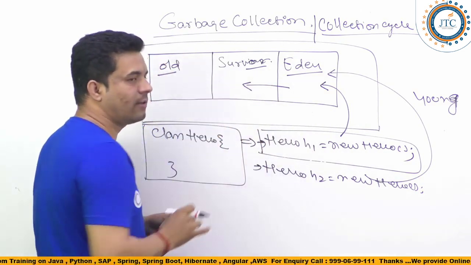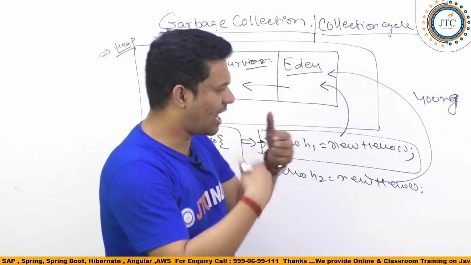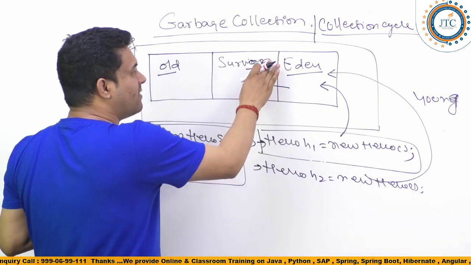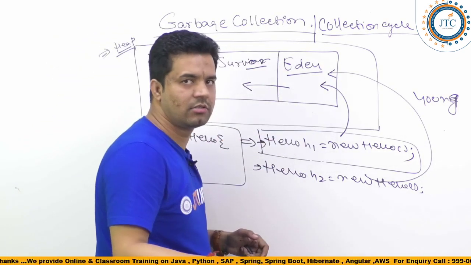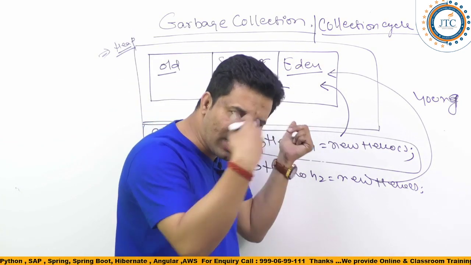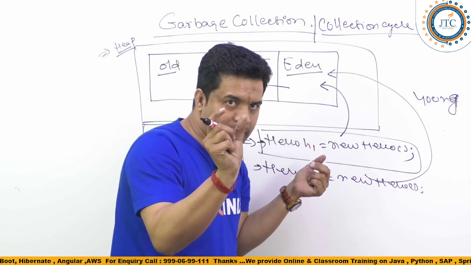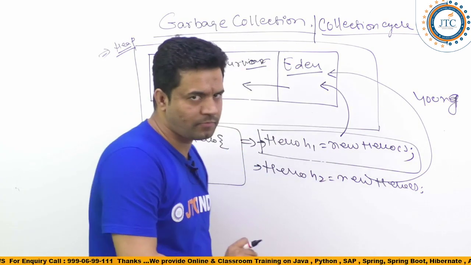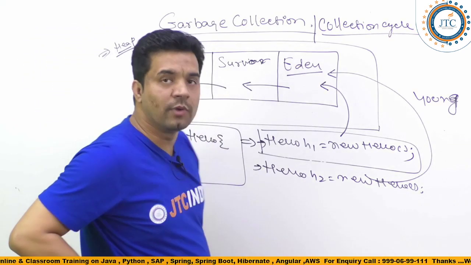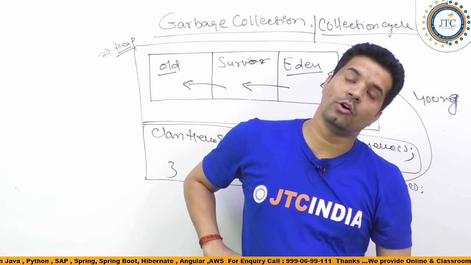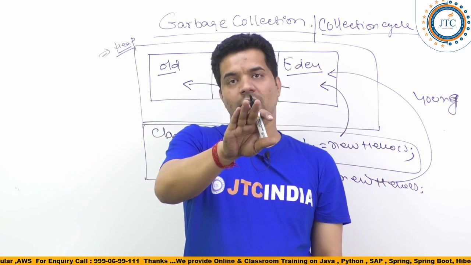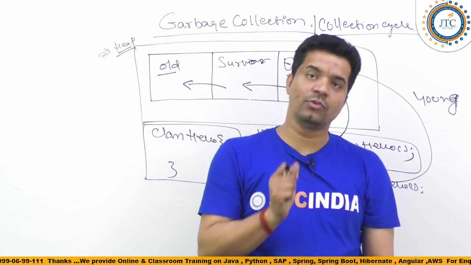Now when it is moving to the survivor, once again the garbage cycle is going on. If in the survivor also it is not being claimed as garbage, and the GC is still not able to claim it, then after 2-3 cycles, hope you are understanding it, it will move to the old. But still it has not been reclaimed, right? So it will move to the old.